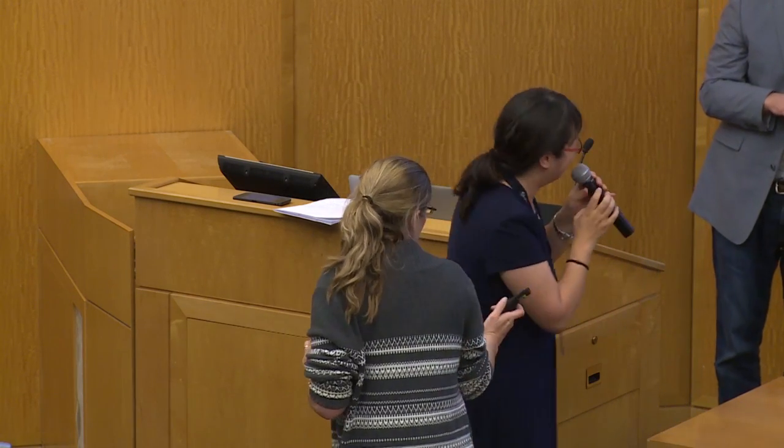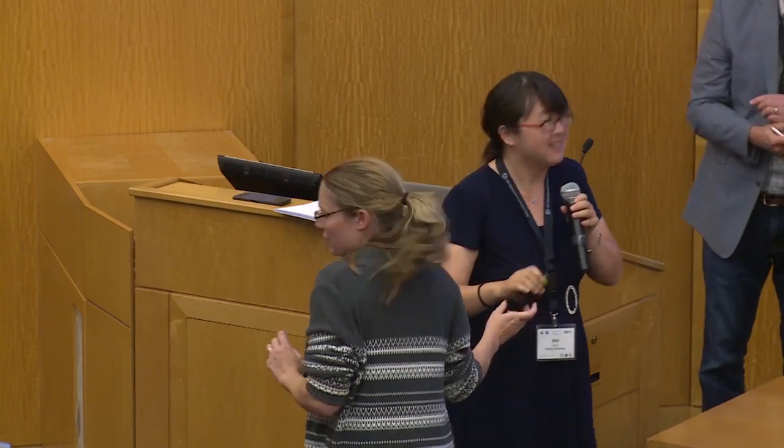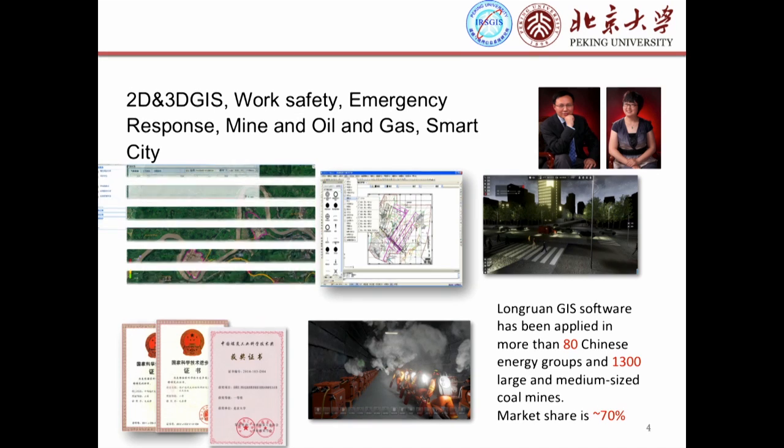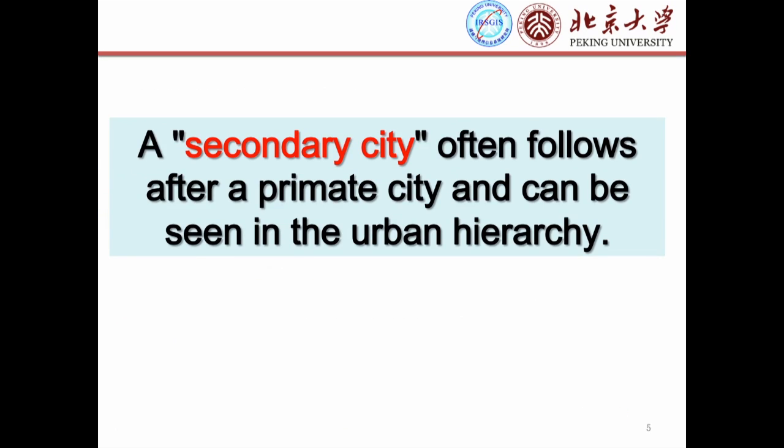Okay. This is our research institute. We have 30 faculty. I will skip it quickly. We have some research areas about remote sensing, GIS, and satellite navigation. And actually, I'm working on the second one. I just skip it. So I just checked Wiki.